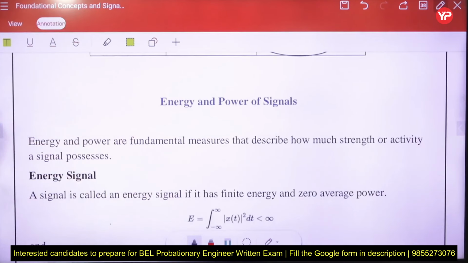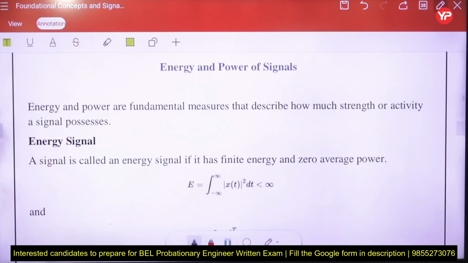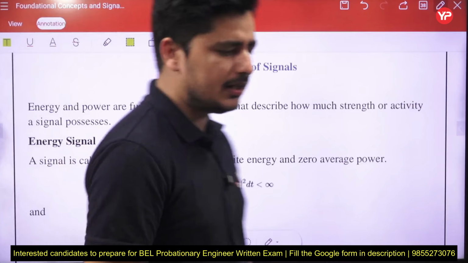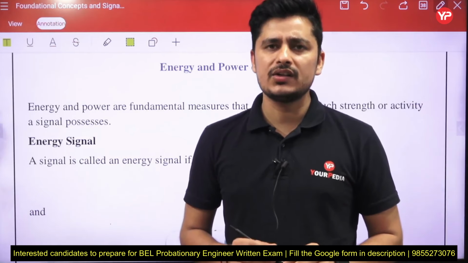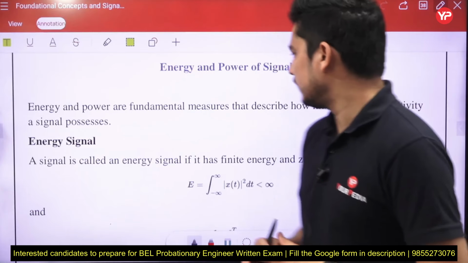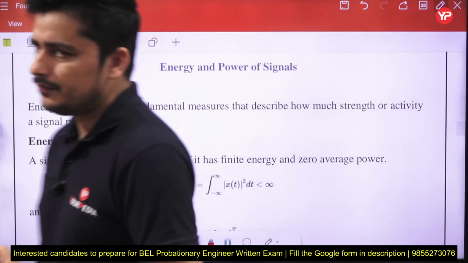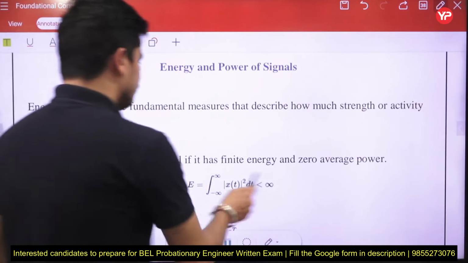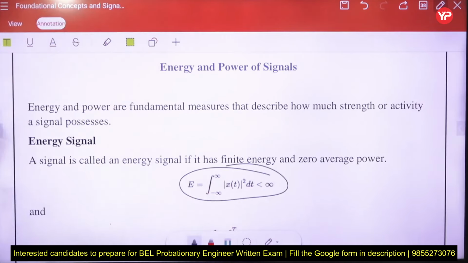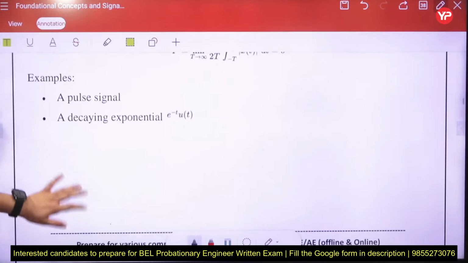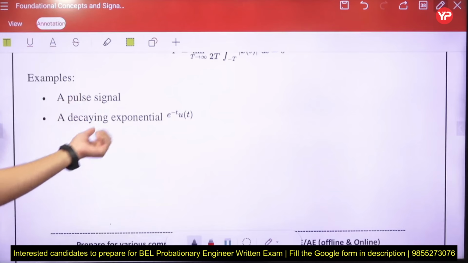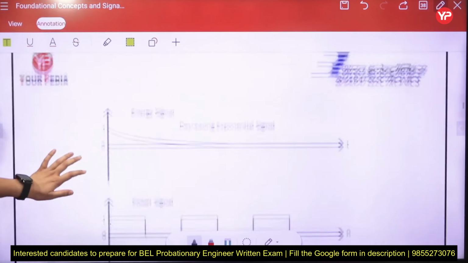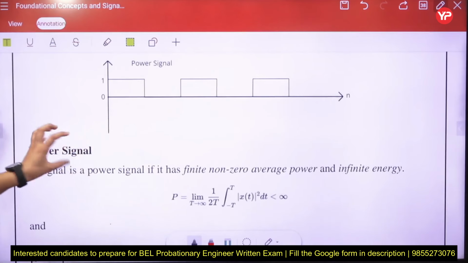Next is energy and power signal. Energy and power are the fundamental quantities. With the help of these quantities we can measure the strength of any signal, how much strength that signal will have. Energy of a signal is defined by this formula, that is the integration from minus infinity to infinity of mod of x(t) squared dt. If this energy is less than infinity, we can say this is an energy signal. Examples like a pulse signal and a decaying exponential signal are energy signals.